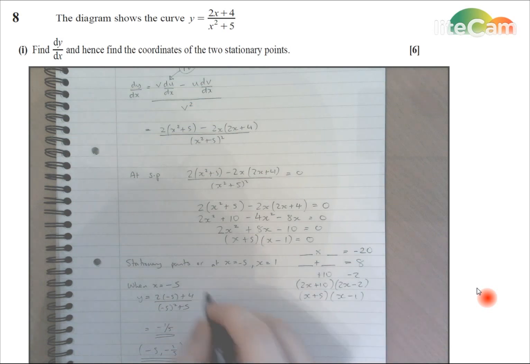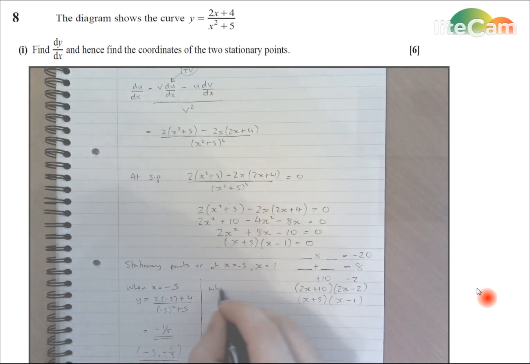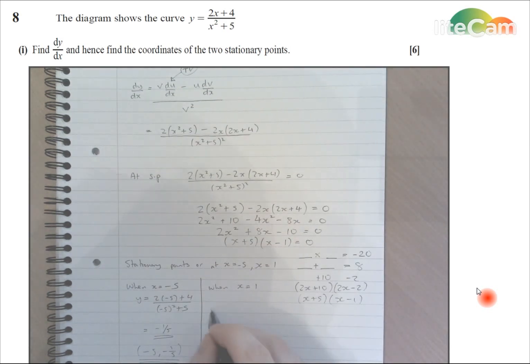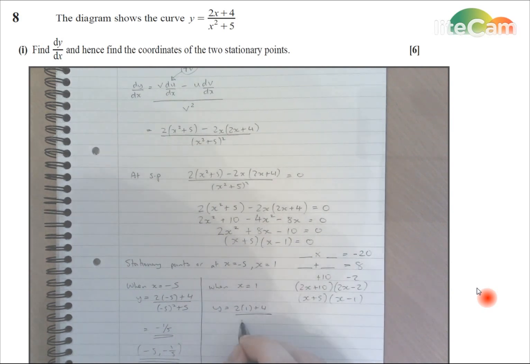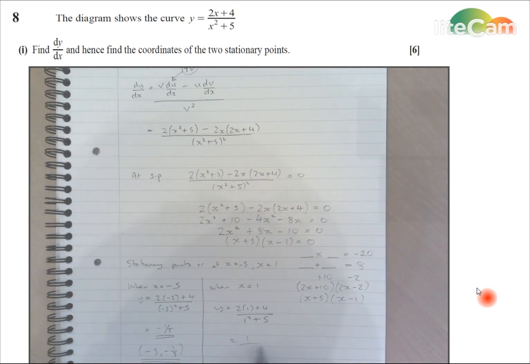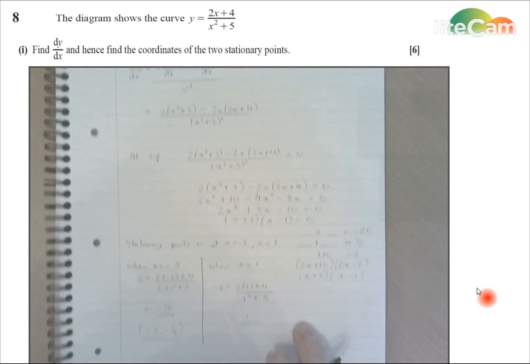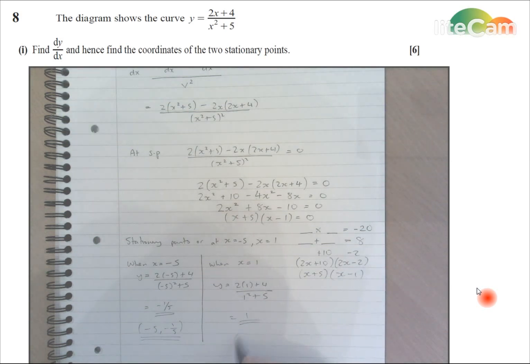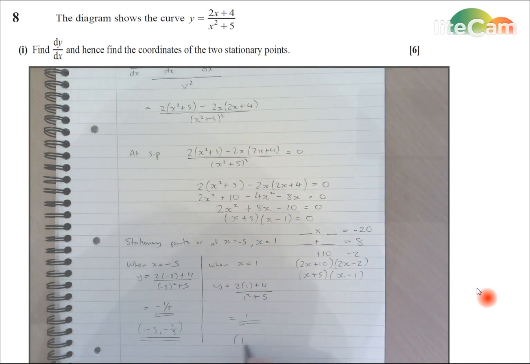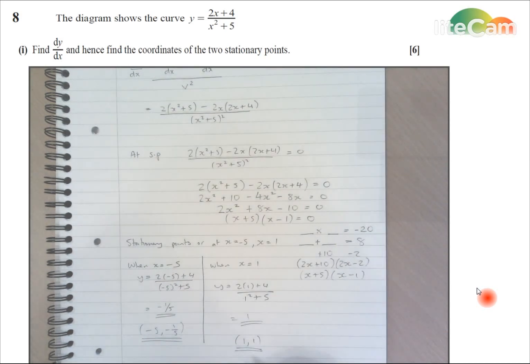The other stationary point, when x equals 1, y is going to equal 2 lots of 1 plus 4 over 1 squared plus 5, and that's going to give you 1. So the other coordinate of the stationary point is 1, 1. And there are our two stationary points.